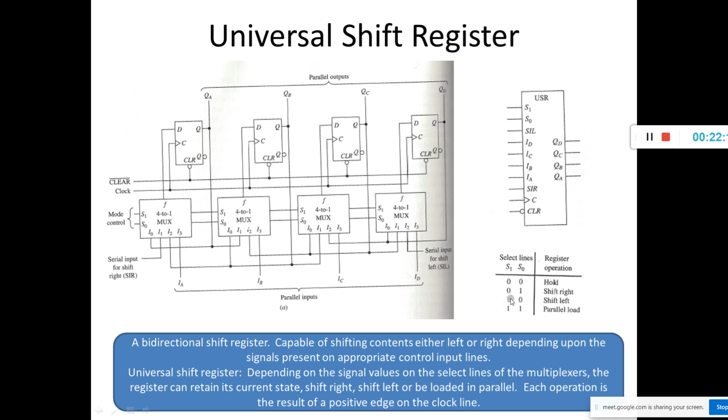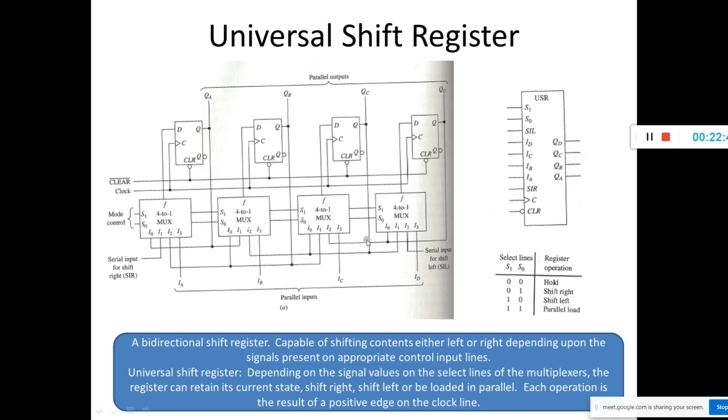Now when it is 1 0, it will shift left. See here, whenever it is 1 0, I2 is selected. That is the serial input for shift left, SIL. I2 is selected and transferred to F. F is connected to D, and the data is transferred to Q upon the occurrence of the positive edge of the clock pulse.